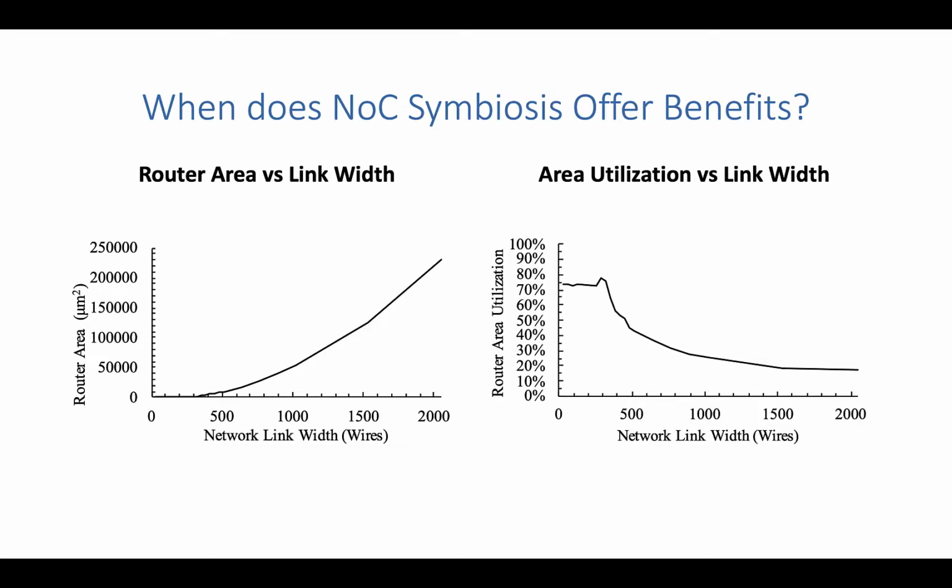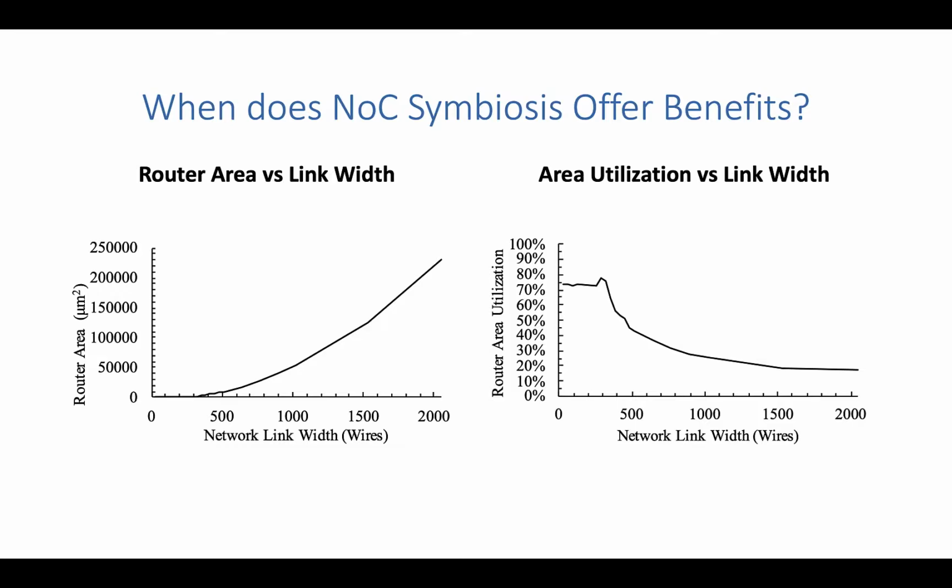On the right, we have the graph of area utilization versus link width. On the x-axis, we have the network link width, again in wires, as we varied it from 16 to 2048. On the y-axis, we have the router area utilization from 0 to 100%. This is the standard cell area divided by the total router area. As you can see, initially, the router area utilization is constant up until a network link width of 400 wires. At this point, the utilization begins to drop, and it drops quickly. It drops from 80% and eventually stabilizes around 20%.